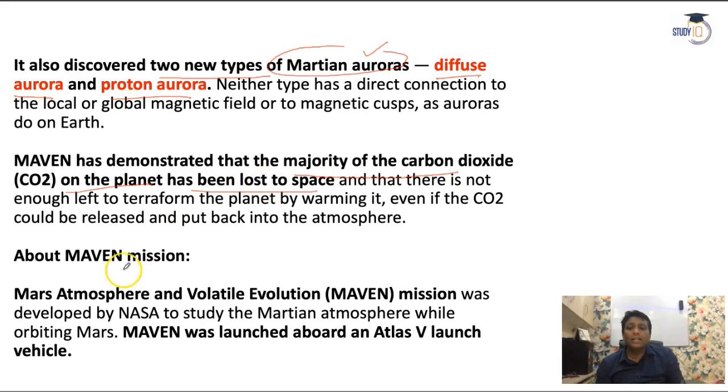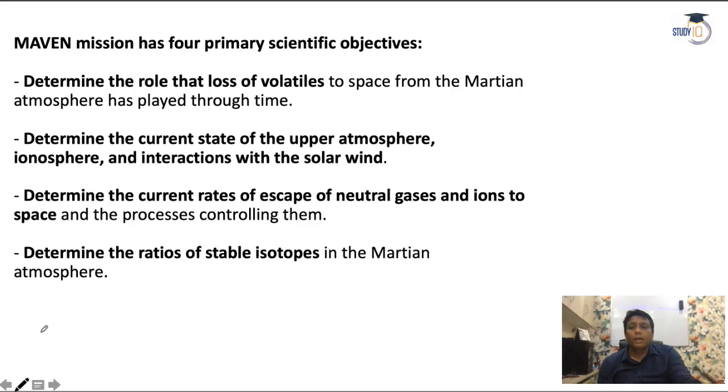Okay, and another one, guys, about the MAVEN mission. I told you the full form of MAVEN is Mars Atmosphere and Volatile Evolution. It was launched from the Atlas V launch vehicle, and you should know this is a completely NASA-based mission, with no other country involved here. What about the objectives of NASA's MAVEN mission?